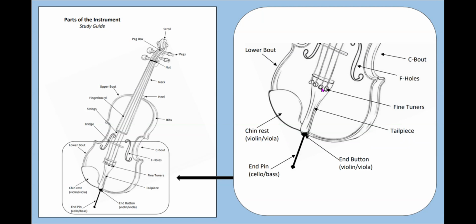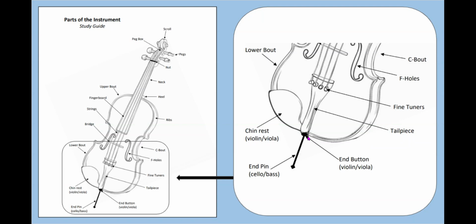And the fine tuners help us make small adjustments to the tuning of our instrument, whereas the pegs help us make big adjustments to the intonation of our instrument. This here is a tailpiece, and this is what we have holding our four strings in place. And it is also held by an end button at the bottom.